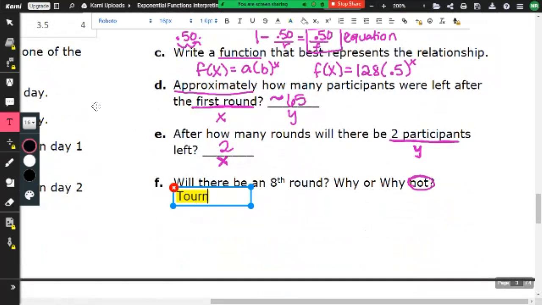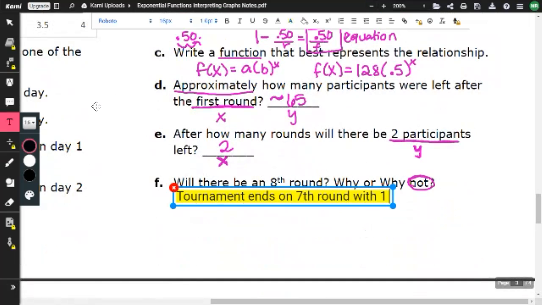Tournament ends on the 7th round with 1 player left. Aiden, write this down. The tournament ends on the 7th round with 1 player left. You might have an answer choice that asks you that. When does the tournament end? The tournament ends on the 7th round with 1 player left. Turn the page when you're ready.